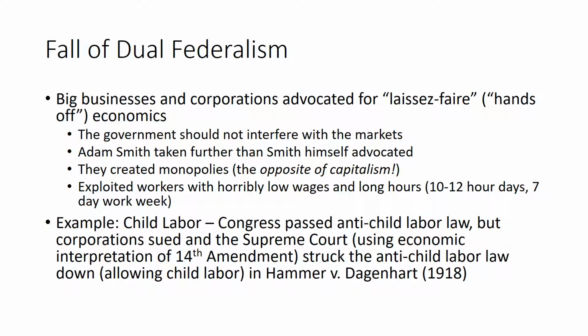Here's an example, child labor. Congress in 1916 passed an anti-child labor law, but the corporation sued, and the Supreme Court sided with them, right? So the Supreme Court struck down the anti-child labor law, so it allowed child labor in the Supreme Court case, Hammer v. Dagenhart. So here's the thing. They were using an economic interpretation of the 14th Amendment.